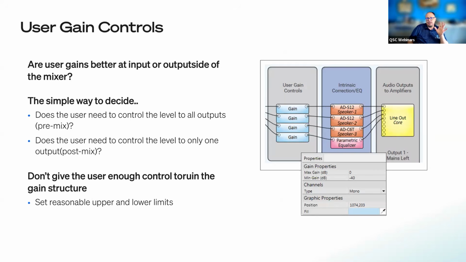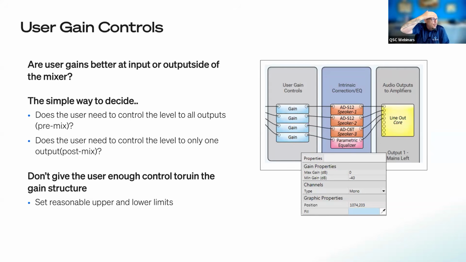Are user gain controls better on the input or output side of the mixer? The simple way to decide this is, does the user need to control the level to all outputs pre-mix, or do they want just one gain to rule them all, just one level for the output? Now it depends on the room, depends on the user experience, and things like that. My general rule of thumb is, don't give multiple places where users can destroy the gain structure.